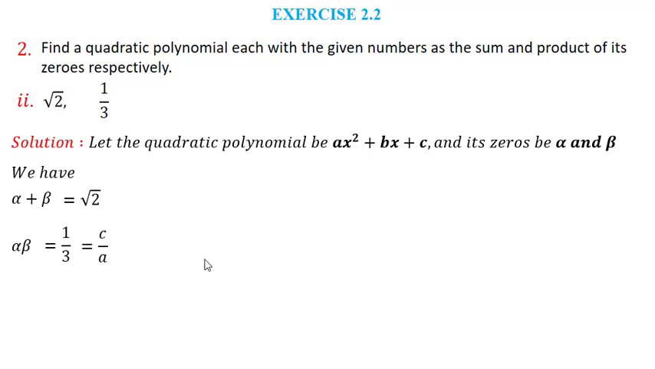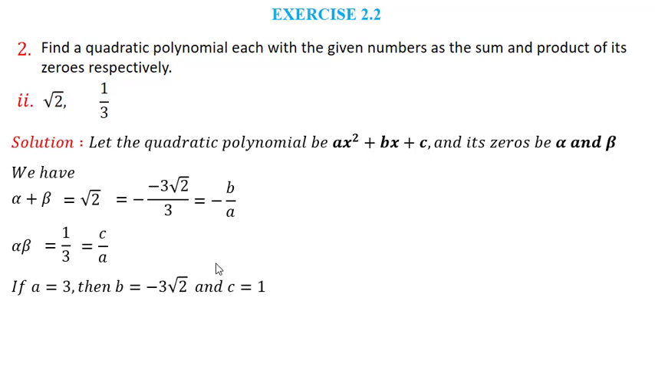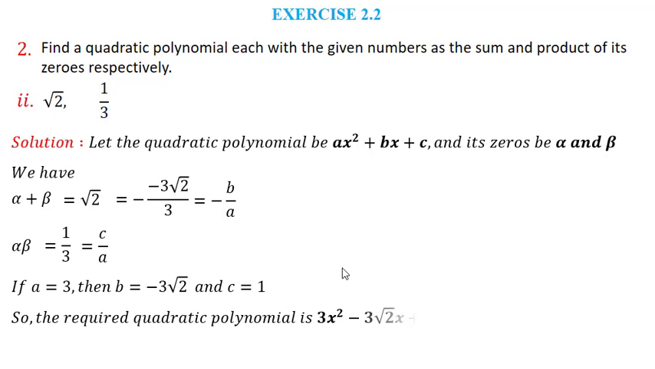So I will rearrange this root 2 so that here also I get denominator 3 and I get a minus sign in front. So I have written minus of minus 3 root 2 divided by 3, which is now in the form of minus b by a. Now if I compare, I get the value of a as 3, the value of b as minus 3 root 2 and the value of c as 1. So the required quadratic polynomial is 3x square minus 3 root 2 x plus 1.